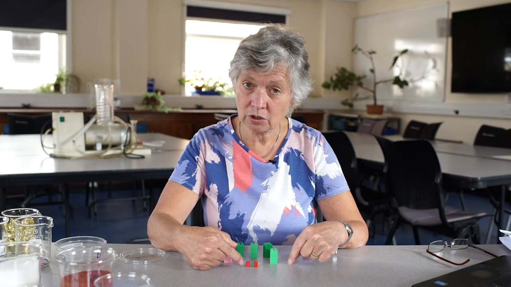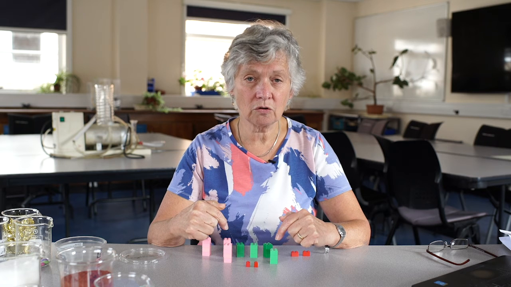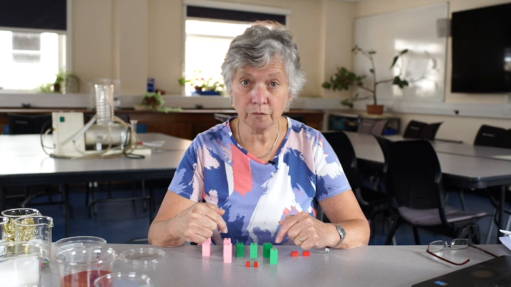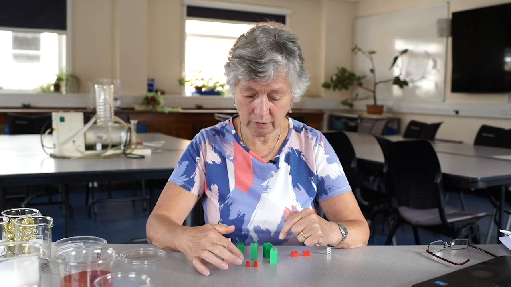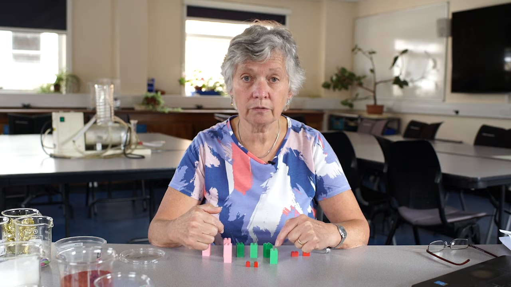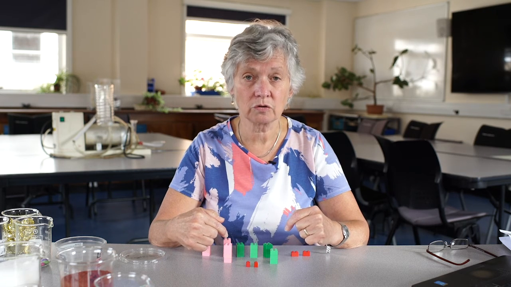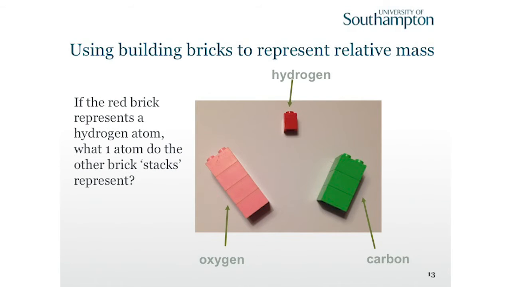So if this is hydrogen, what are these 2? And at this point you get your students to look at the periodic table and hopefully they'll go, right, well, if hydrogen is 1, then what is it that's got a relative mass of 12, and that's going to be carbon, and a relative mass of 16, that's going to be oxygen. So you've represented with your bricks the 3 different elements that we're going to deal with.